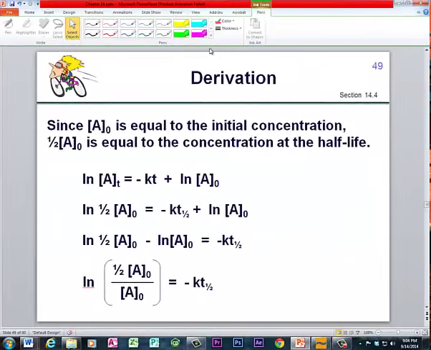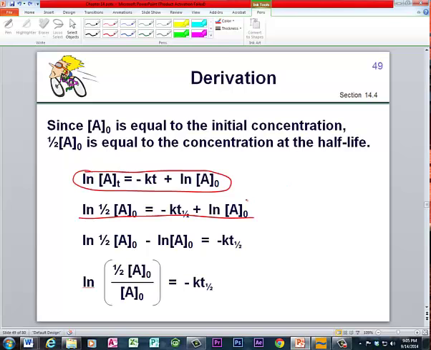So here is a quick derivation of how you can use the first order integrated rate law to determine the half-life equation for a first order reaction. Since we have a starting concentration of A naught, or A at time 0, we can imagine that when one half-life goes by, the concentration at time t will simply be 1/2 of the starting concentration. So the natural log of 1/2 of A naught is equal to minus k t 1/2 plus the natural log of A naught. We'll rearrange the equation a little bit.